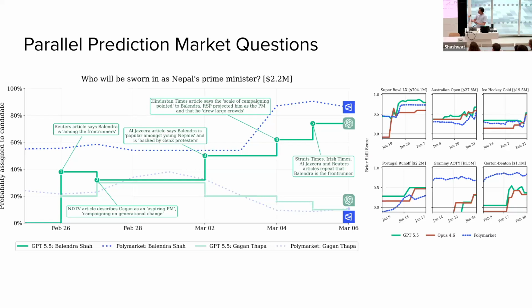So in some sense, we're looking at how models can use a large context repository to update their predictions over time. And we have this other side where we track this over many different markets. In some markets, we even see that GPT 5.5 leads the market, which is that if you had only traded on that market with GPT 5.5, for example in the Super Bowl market, you could have made a lot of money.